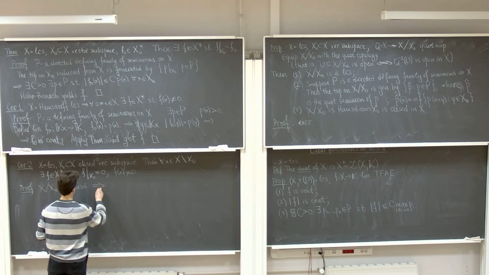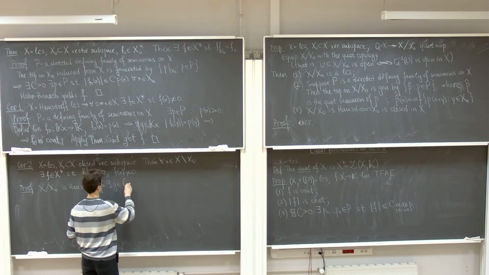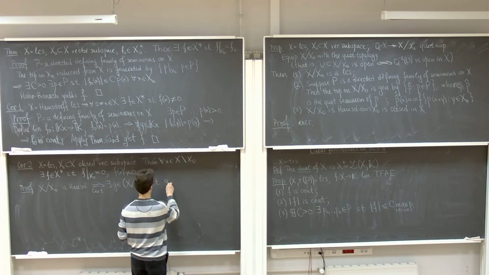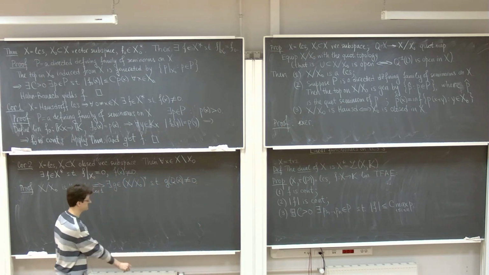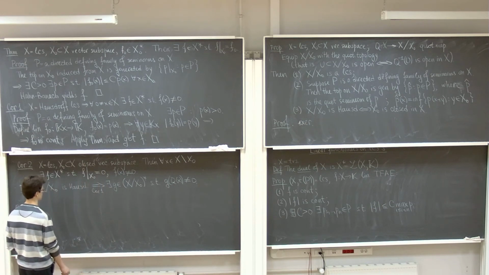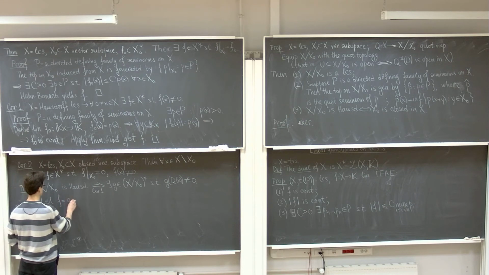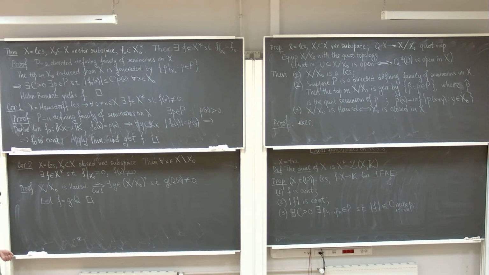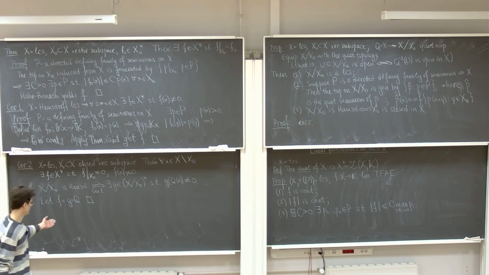So we apply corollary 1, and we see that there exists a continuous linear functional g on the quotient such that g doesn't vanish at q of x, because q of x is a non-zero element of the quotient. To complete the proof, we just let f be g composed with q. This is a continuous linear functional on X. It vanishes at x0 because q vanishes at x0, but it doesn't vanish at x.